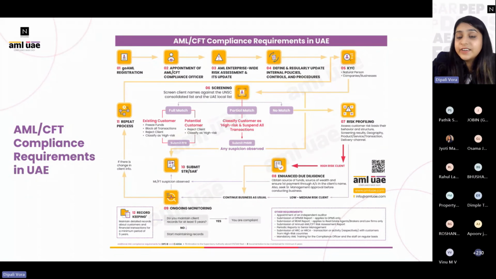All these reports that we discussed in this particular infographic, like FFR, PNMR, SAR, STR, HRC, HRCA, REAR report, and DPMSR report, all of these formats are available in your GoAML portal.